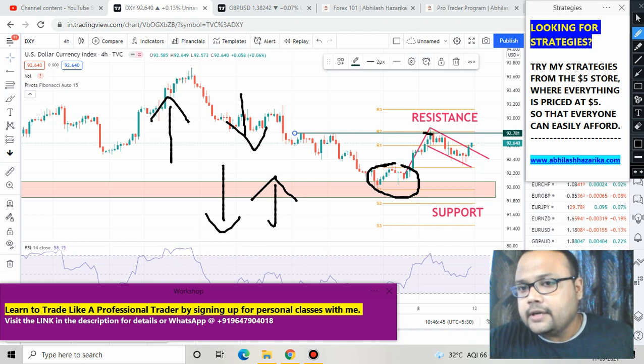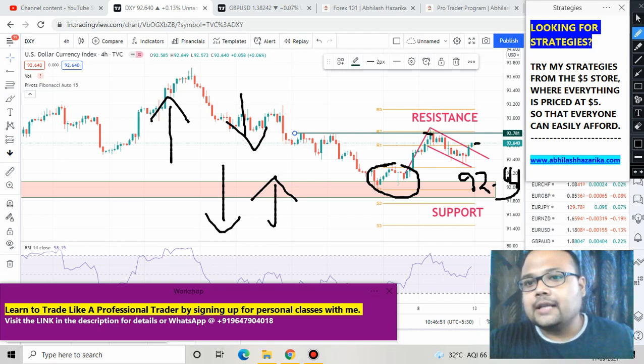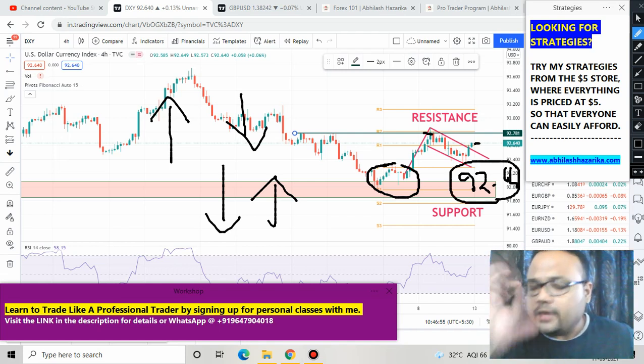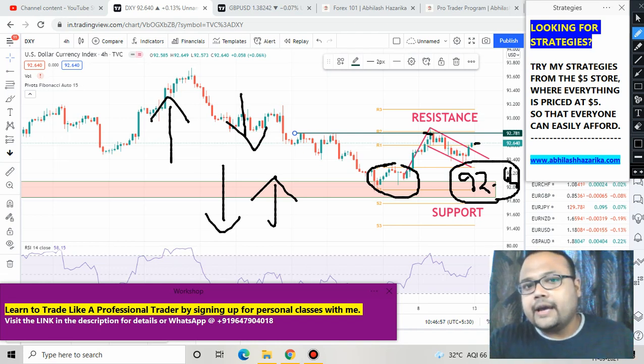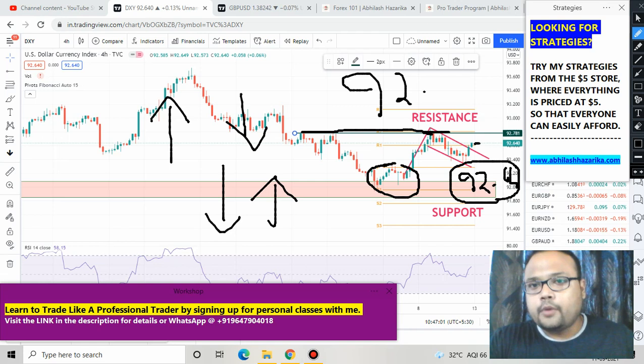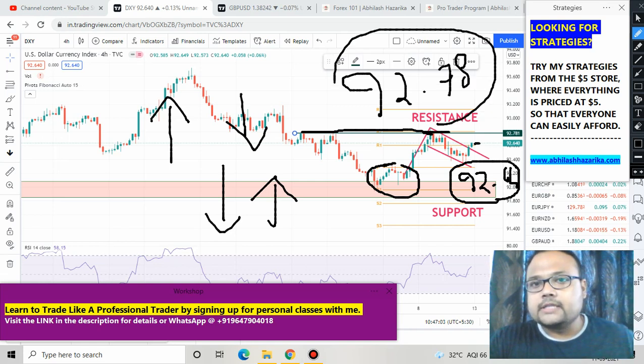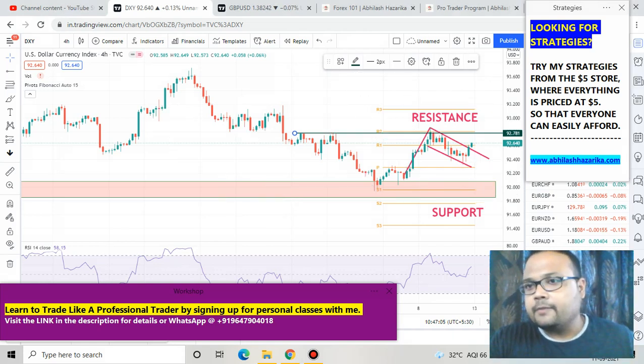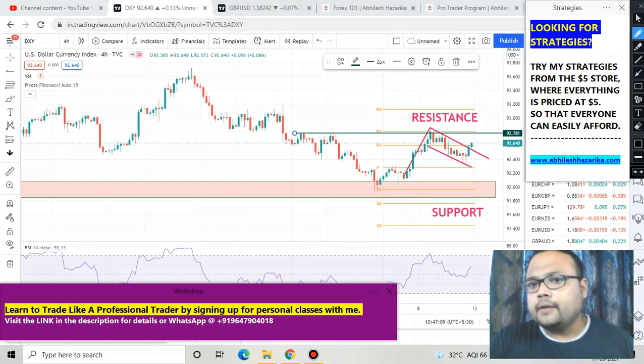If you see here, the last traded price of US dollar was 92.64. But the thing we need to focus on is that we have a resistance at the 92.78 level. So on Monday after the market opening, if dollar starts going up from here, then definitely dollar will be facing resistance at this particular level.